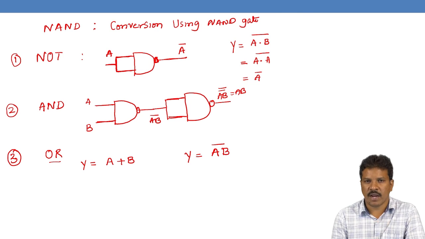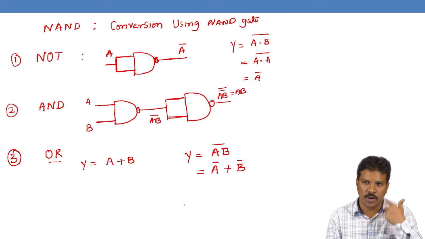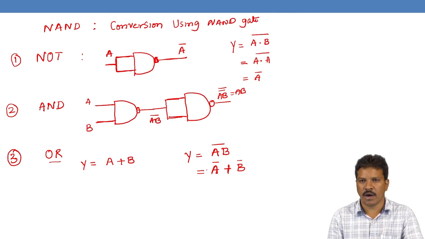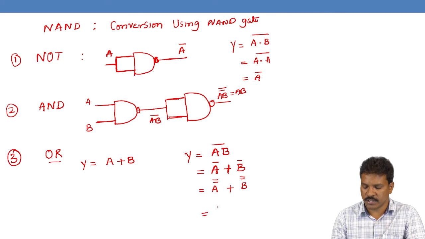How can we convert this AB bar into a plus term? We have a theorem, De Morgan's theorem. So AB bar is equal to A bar plus B bar. So we convert a product term into a sum term, the product term into an OR operator term. But we have got A bar and B bar terms. How can we convert this A bar to A and B bar to B? Apply one more complement to A and one more complement to B. That means A complement, double complement gives A, B double complement gives B.